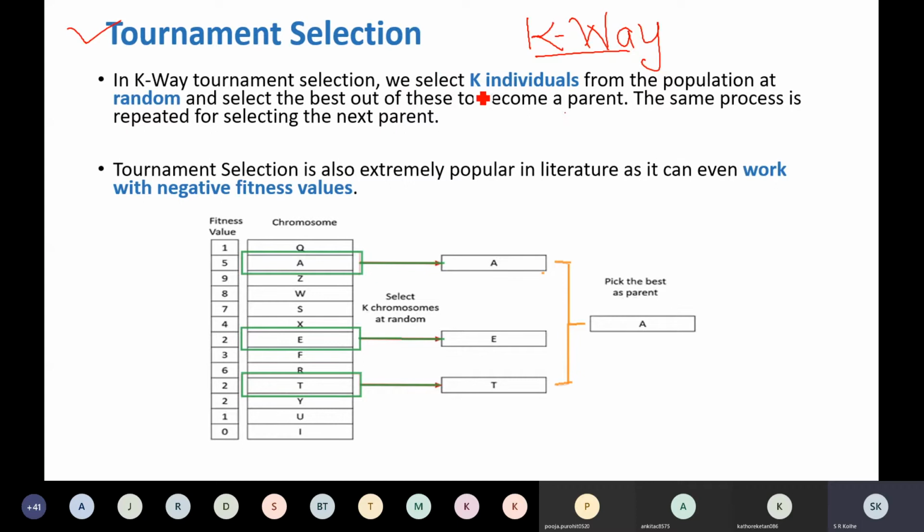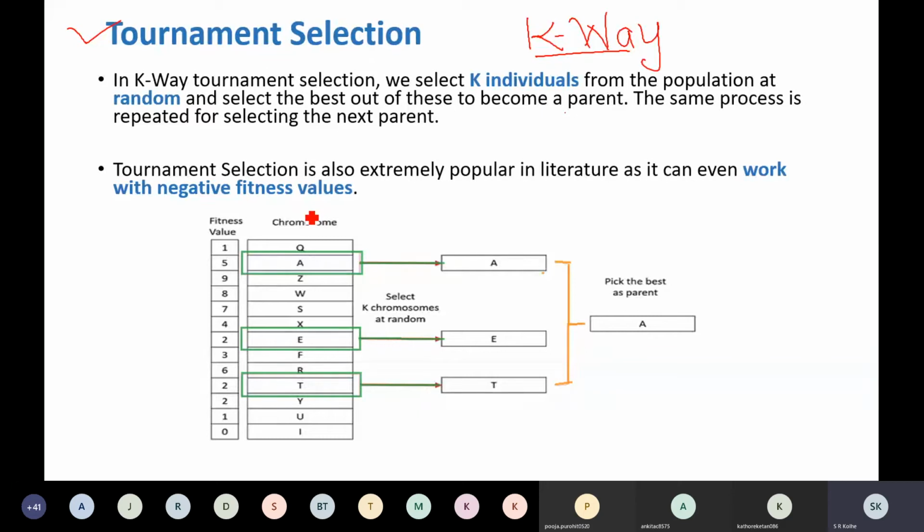So two things are there. First, you are going to select K individuals. K is a number, and then you will be selecting the best among those K. For example, if you need two parents, you select the best from the randomly selected K solutions, and the same process is repeated for selecting the next parent. This is a popular mechanism because it works on negative fitness values also.